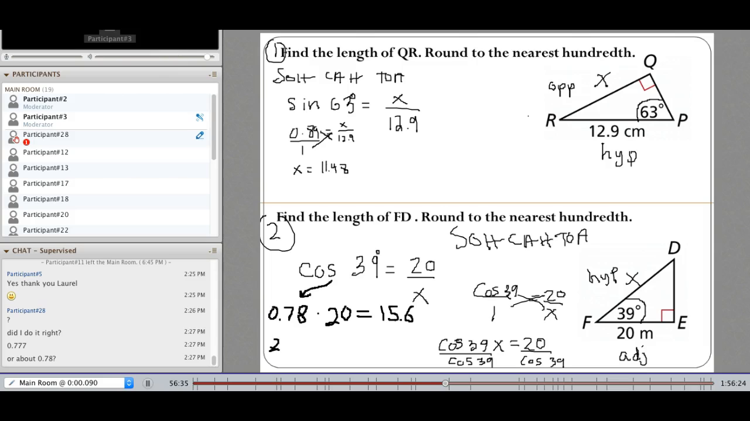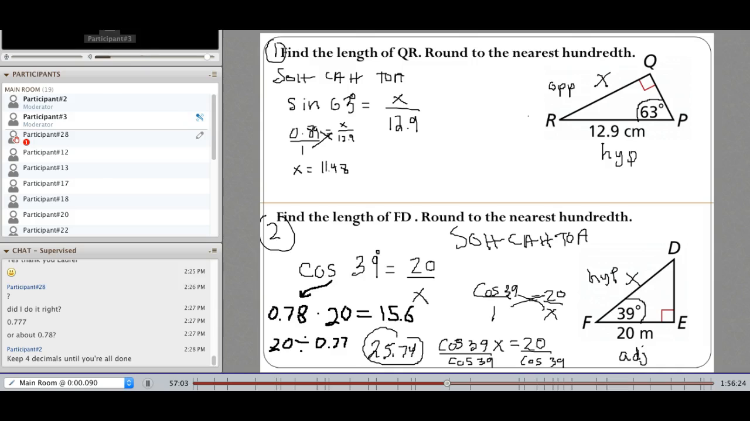If we don't want to round the cosine yet, then we're just going to do it in the calculator so that we don't have to approximate too much. We would just do 20 divided by, and then you would put in cosine of 39. And we would get approximately 25.74. So does that make sense, Katie? So that would be approximately 25.74.